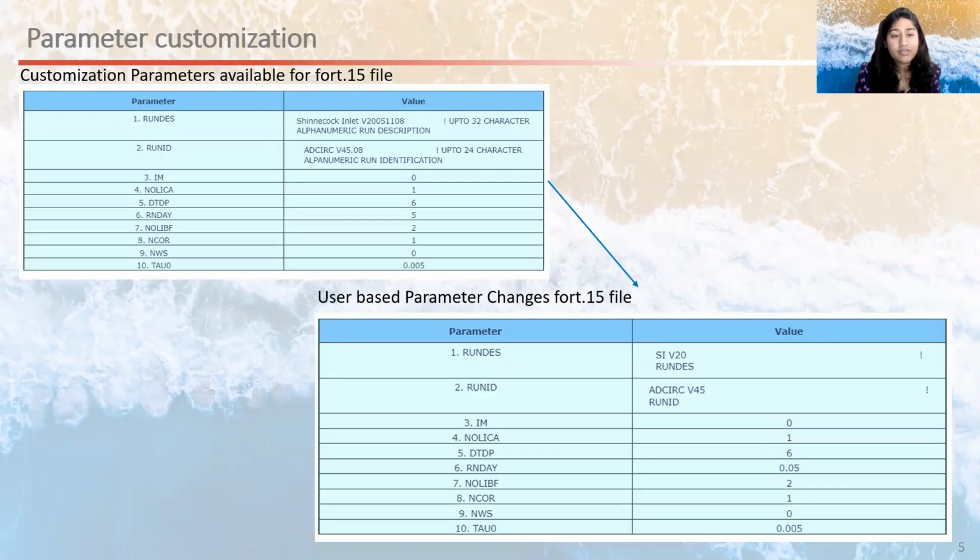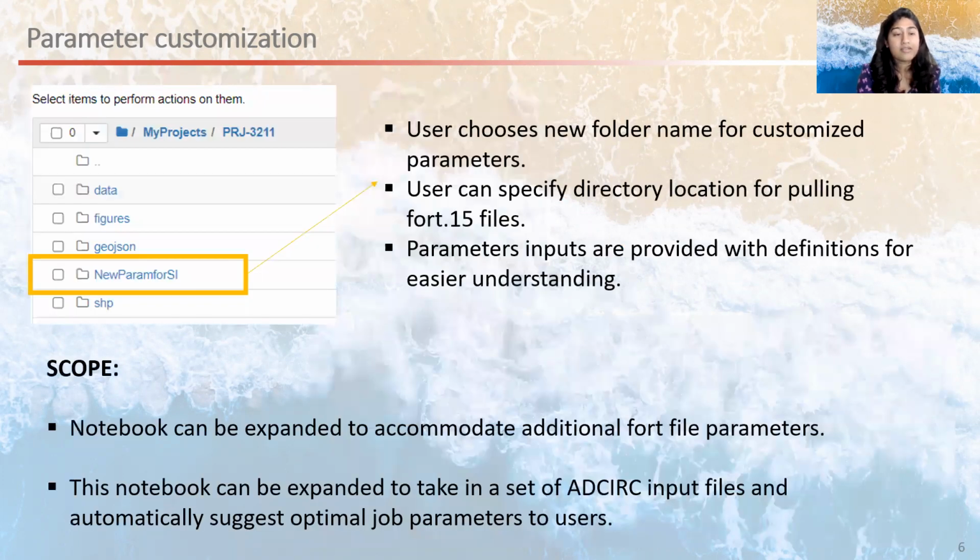So essentially what this Jupyter notebook does is let the user choose what parameters they want to change, and then save that as a new Fort15 file. So in this case, you can see that the user changed the job description, job ID, as well as the length of the ADCIRC run, which is the 6th parameter here, which is RNDAY. And it also gives you a neat little description of what each parameter means as and when the user chooses that parameter. So if we can move on to the next slide, we can also talk about what the other parameters are that the user can change.